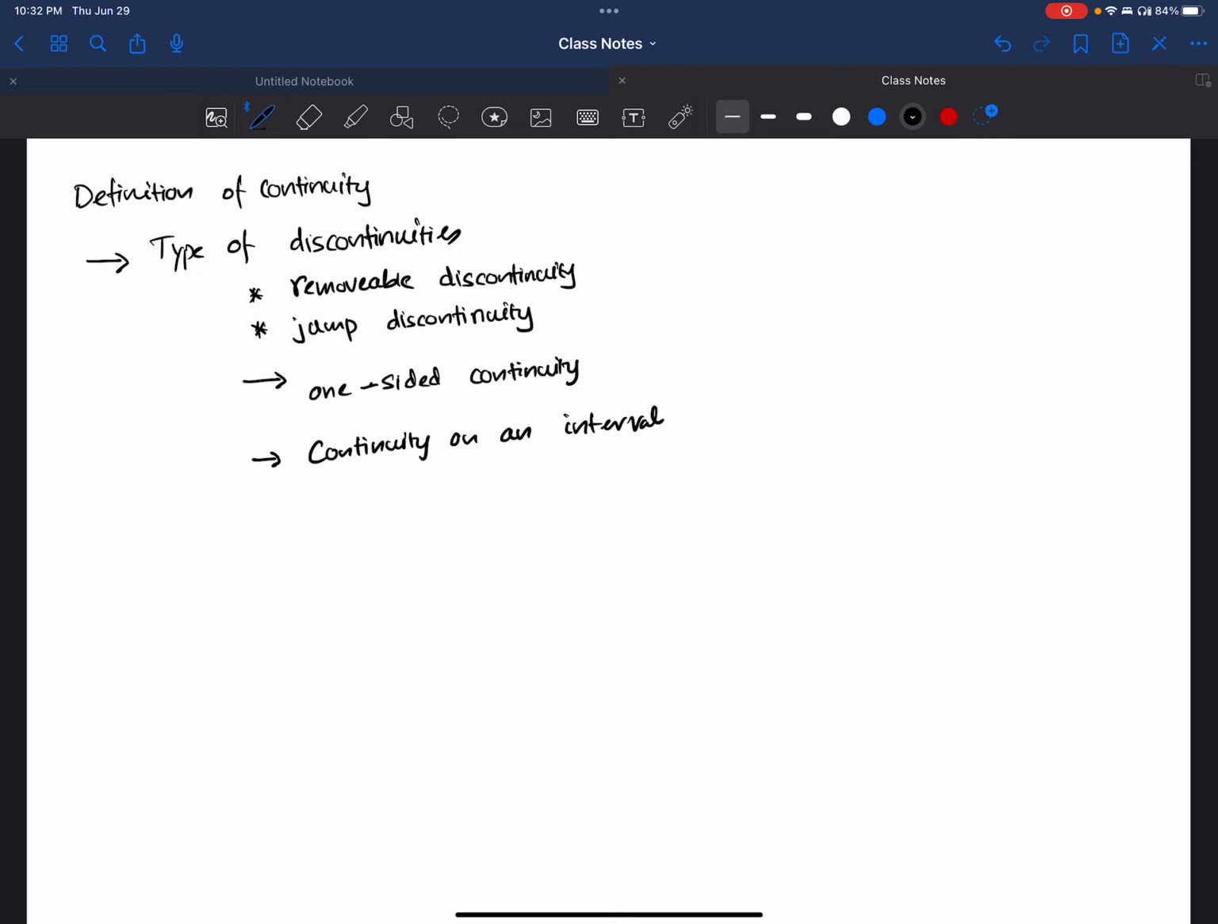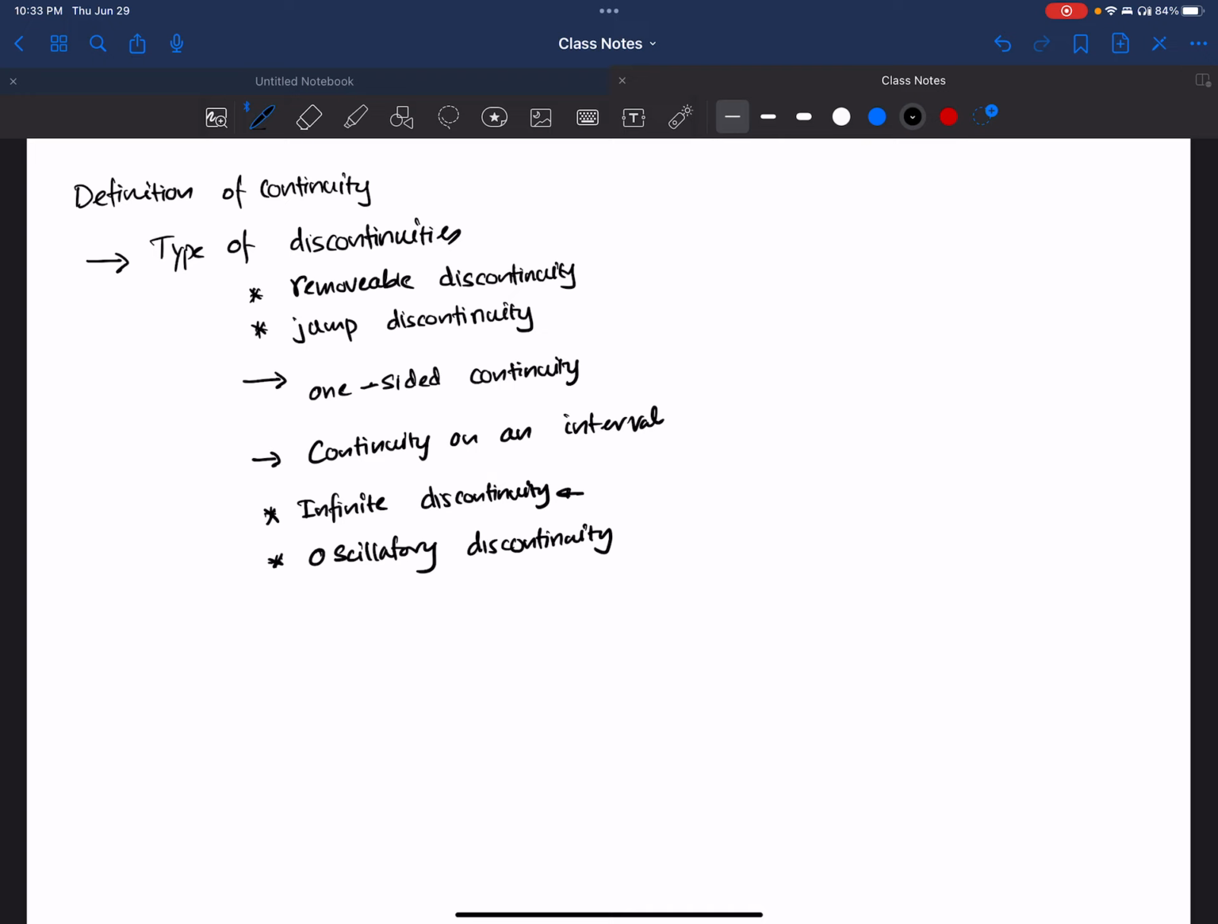And then we talk about infinite discontinuity. This discontinuity is caused by the function going to infinity at some points. And then we're going to talk about oscillations, particularly happening in trigonometric functions.